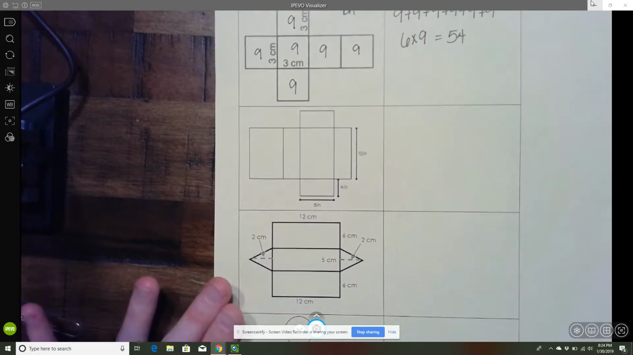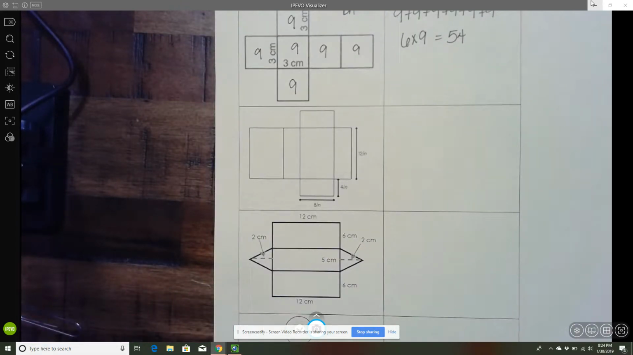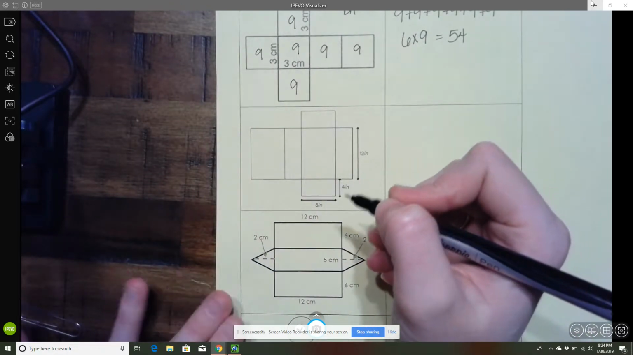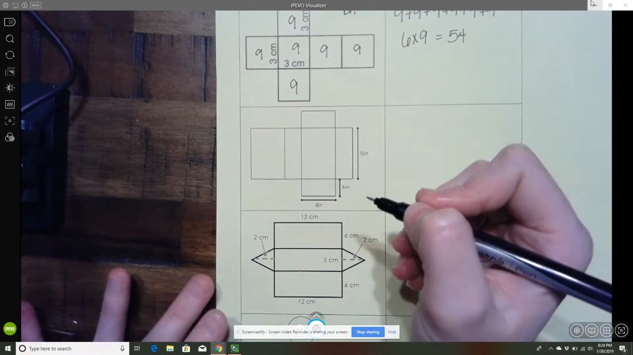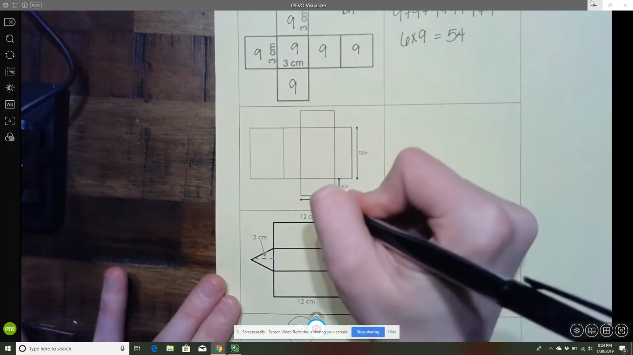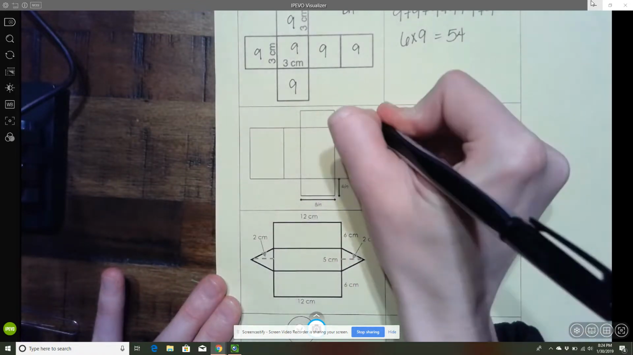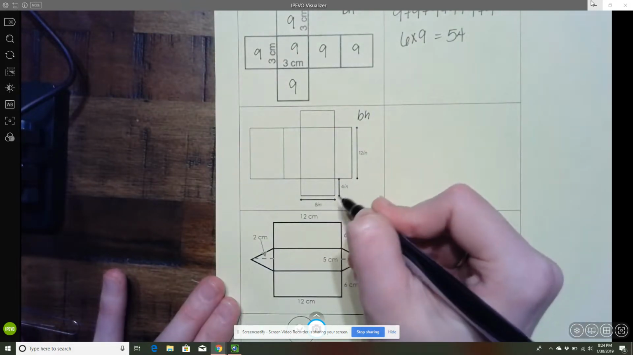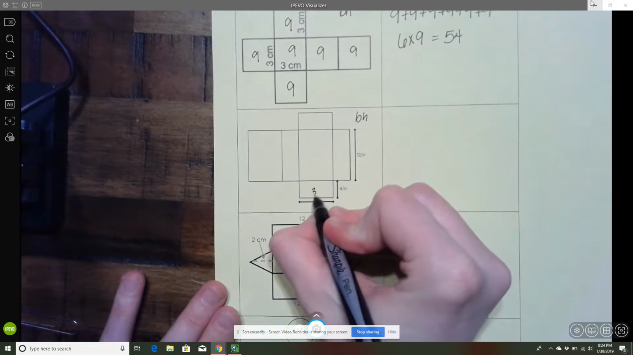Now, this next one, we have rectangles. So these are a little bit different when we do the nets here. So we're going to go a piece at a time and label just a piece at a time here. So again, area of a rectangle is still base times height. So here, 4 times 8 would be 32.